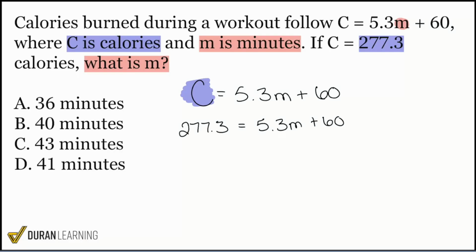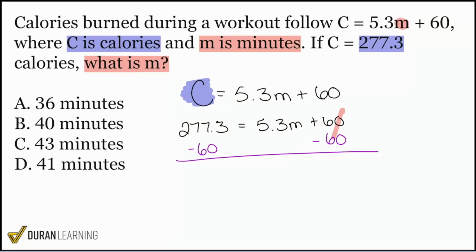Let's treat this like any other equation. If I'm trying to get M by itself, I've got to get rid of this number that's being multiplied, and I've got to get rid of this number that's being added. Everybody, help me out. If I'm trying to get rid of a number that's just being added, we're working backwards, right? Opposite operations. So we are going to be subtracting 60 from both sides. So we have minus 60 over here, minus 60 over here.